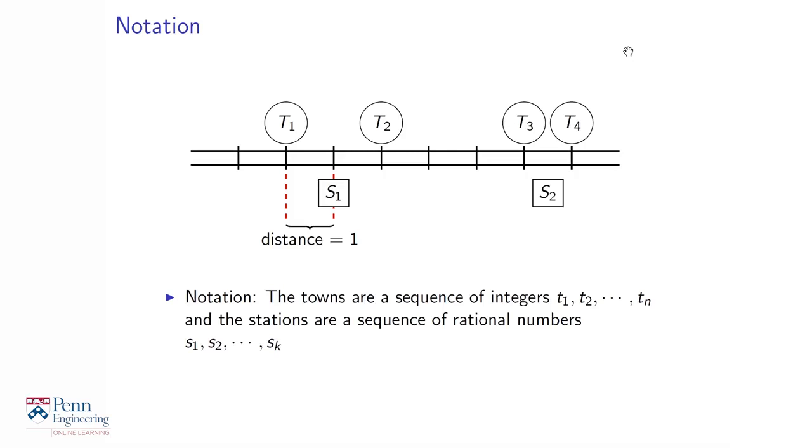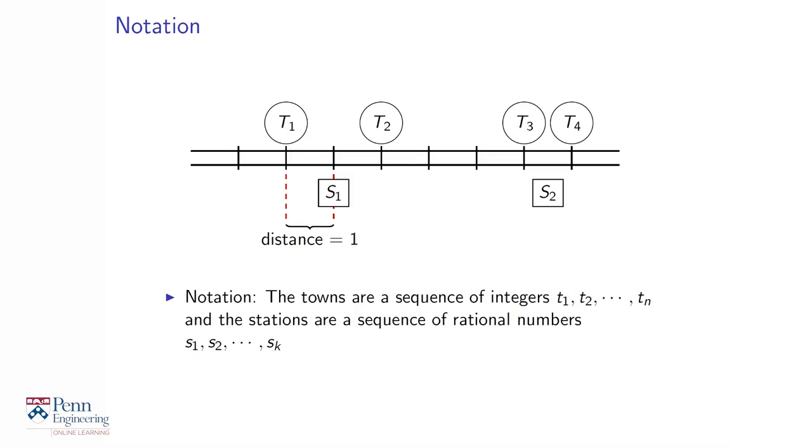So again, just to formalize this problem and to give it a mathematical representation, let's think of the towns as numbers, positive integers. So we're given a sequence of numbers T1, T2, up to Tn. These are the locations of the towns on the train line. The stations that we're going to figure out where to locate are going to be rational numbers. They may not be integers in general. They're going to be rational numbers S1, S2, up to Sk. And so basically, you're given T1 through Tn, and you want to find S1 through Sk.